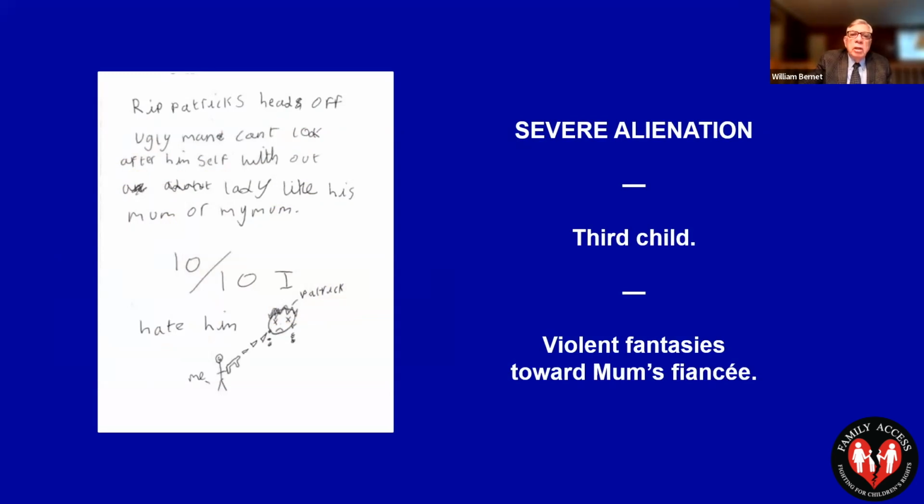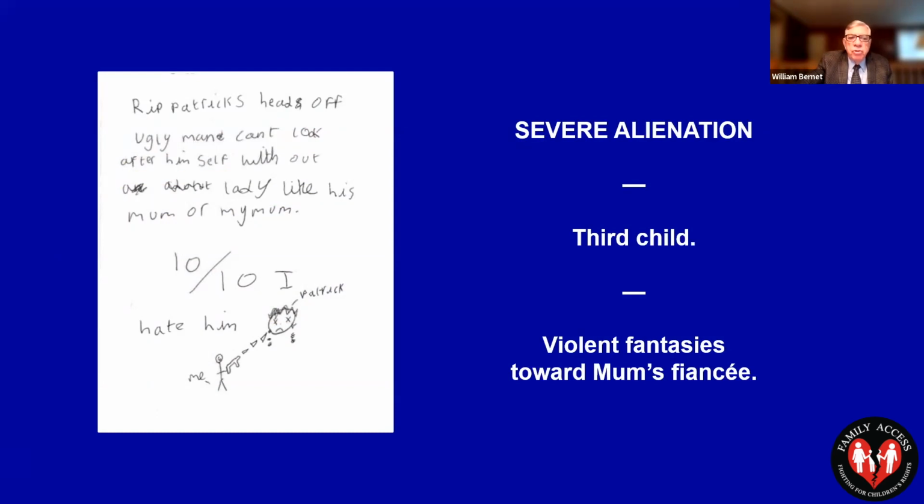Their mother got engaged to a man named Patrick. And this is what one of them is saying. R.I.P. Patrick's head off. Ugly man can't look after himself without lady like his mom or my mom. In other words, the children are saying they don't want mom to marry somebody named Patrick. And then they're saying 10 out of 10, I hate him.